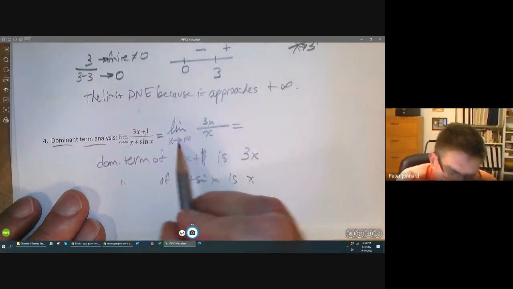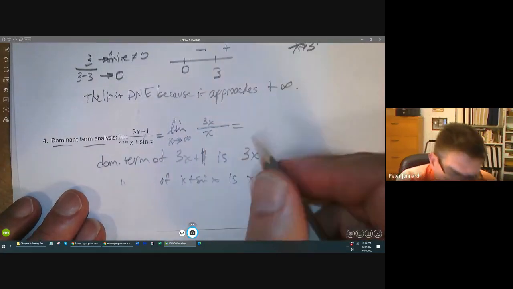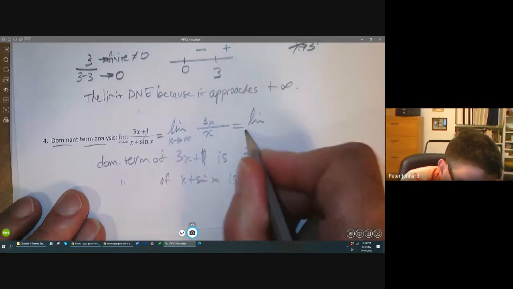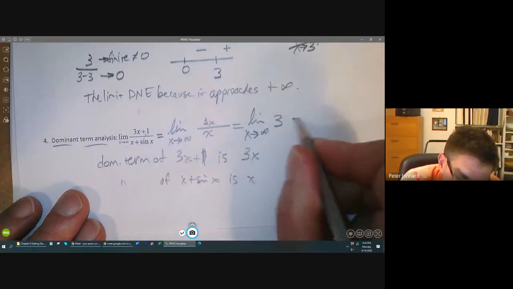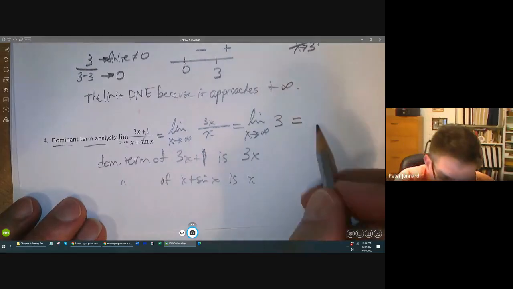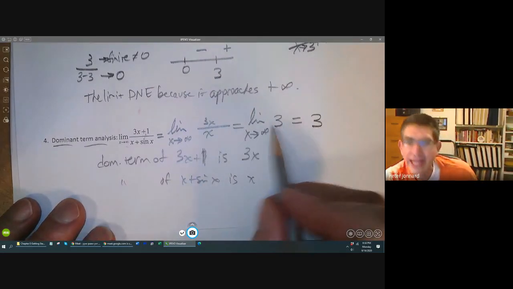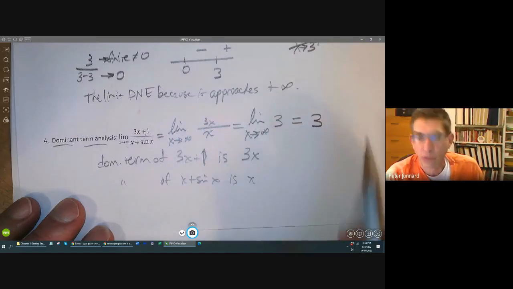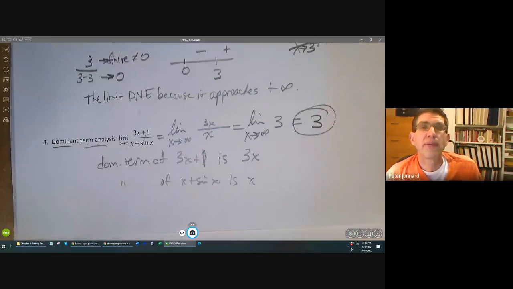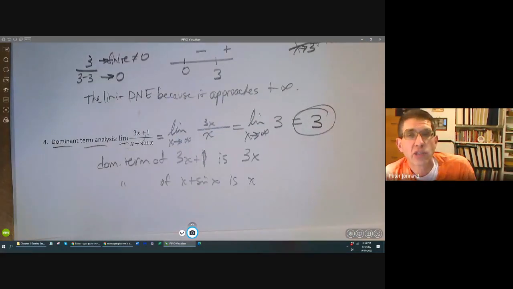And since x is not equal to 0, we can simplify this as the limit as x approaches infinity of just 3. And that is simply 3. If there's no x in this expression, it doesn't matter what the value of x is; that fraction is always going to equal 3. And so that's your limit from a dominant term analysis point of view.